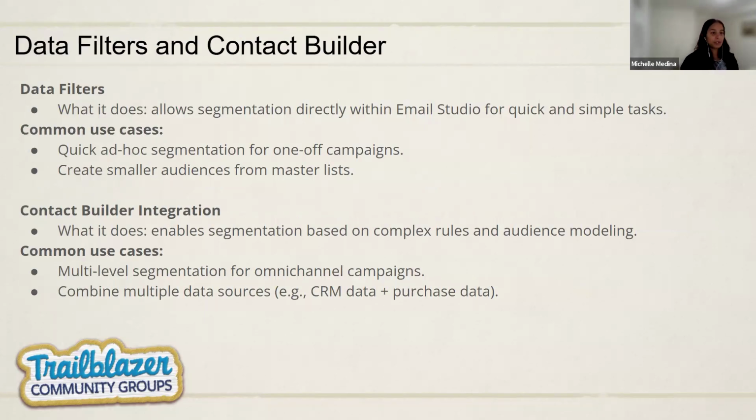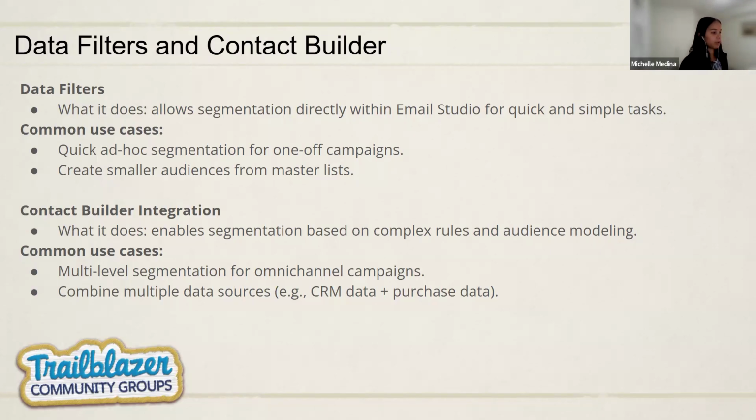So I wanted to talk about the data filters and Contact Builder. They work cohesively with Automation Studio, again, as we want to automate these segmentation processes. So data filters will allow you to segment directly within Email Studio and then automate it in Automation Studio. The common use cases, again, you can also use this for quick ad hoc segmentation, right? For any one-off campaigns or data analysis that you're quickly looking to grab. And then you can also create smaller audiences from those master tables. So those master data extensions, where maybe all of your source of truth holds, but you only really want to grab a subset of those audiences. Data filters are great for that.